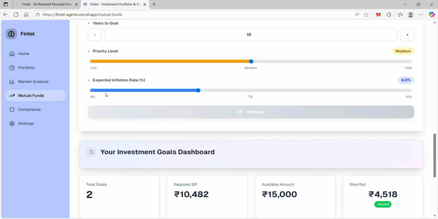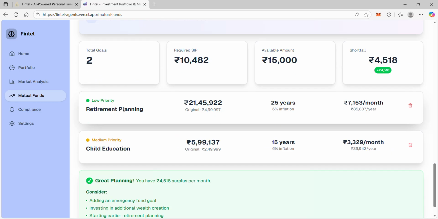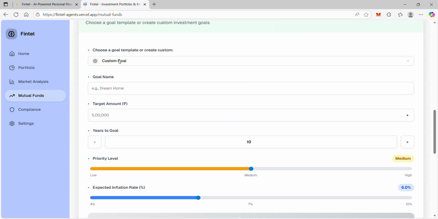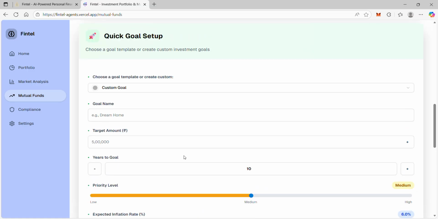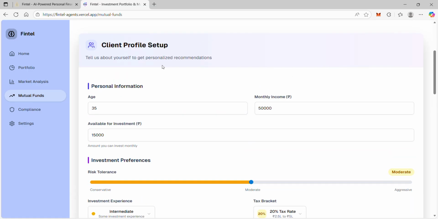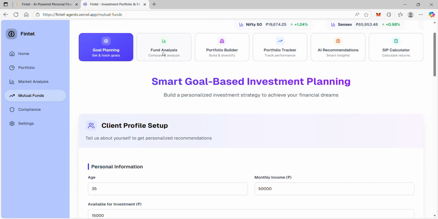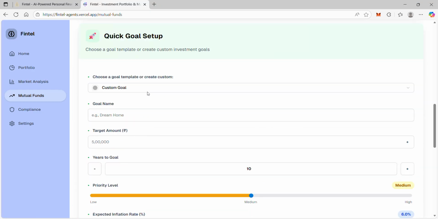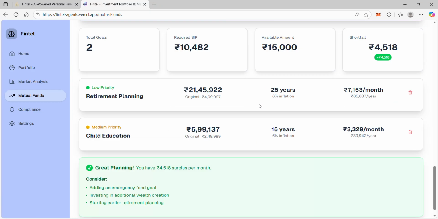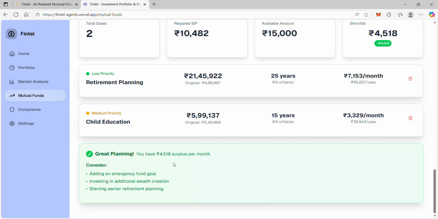Then what are the goals? In this case, I have set retirement planning. What is the amount, and the inflation at 6%? That in so many years' time, the inflation will grow to 6%. This is all input. Then I can analyze the funds. This is basically the profile creation part. If you're falling short, it will show that you're falling short by this much amount.